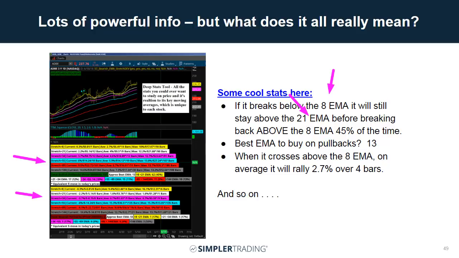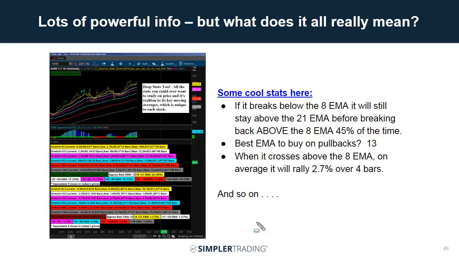All right, so picture this. Here's the 8 and here's the 21. If price is going higher, and then it breaks below the 8, it'll still stay above the 21 EMA before breaking back up above the 8, 45% of the time. So that means when it breaks the 8 and gets near the 21, it is a huge buying opportunity. I just thought that was a really cool stat.